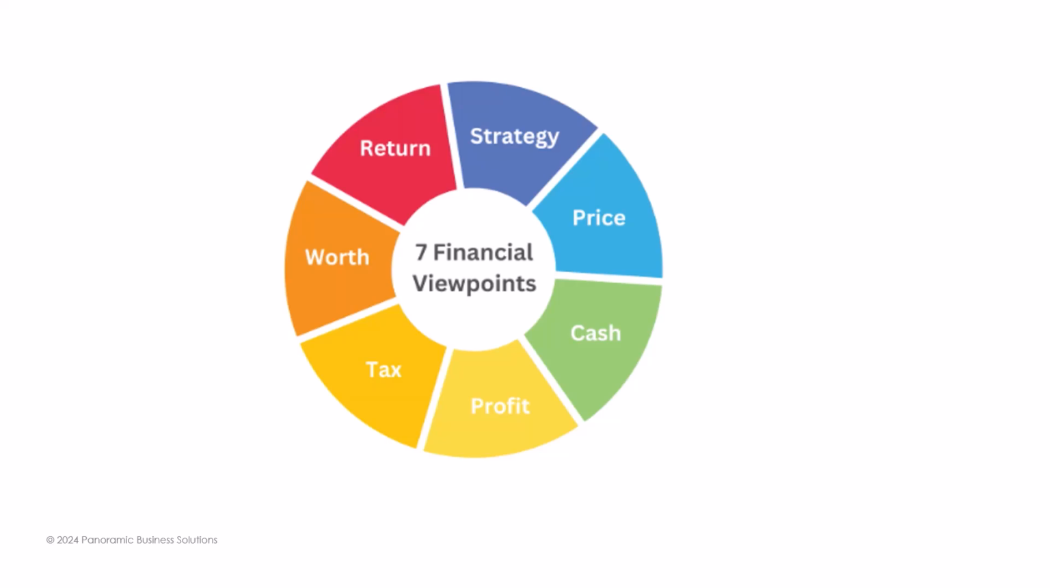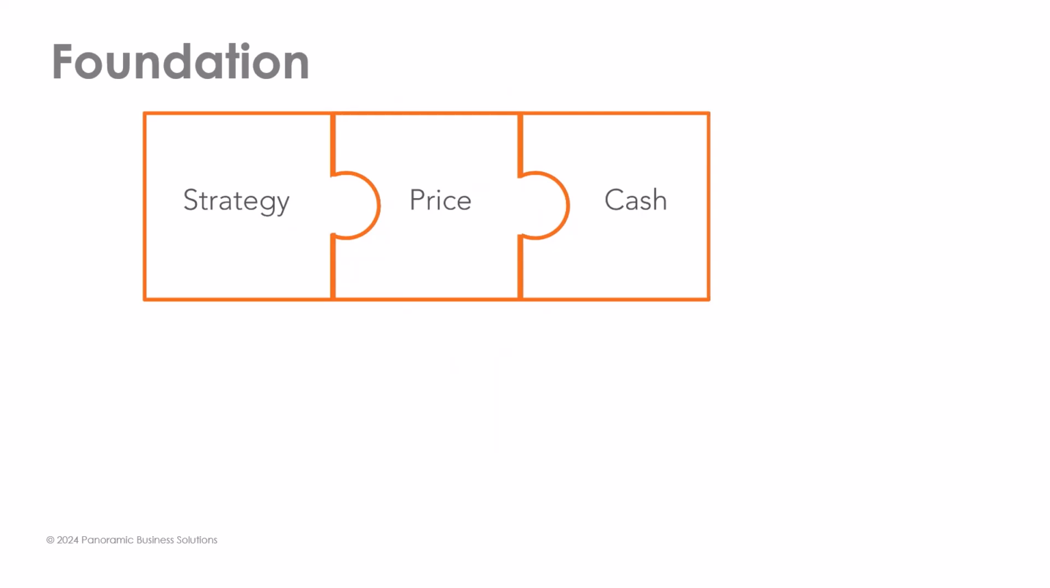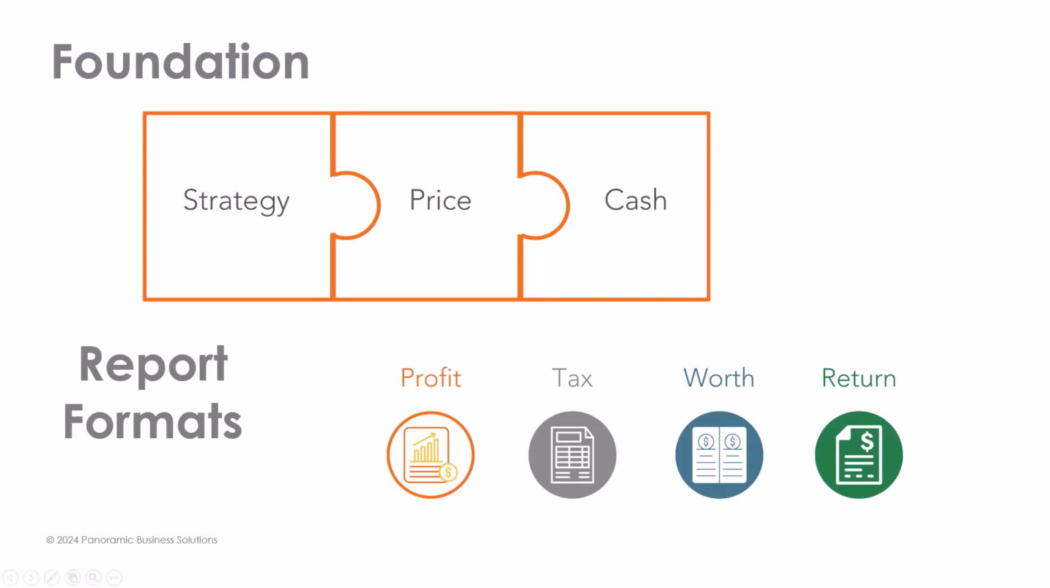When you think about the 7 financial viewpoints, consider the first 3 as foundational pieces of your business. The financial strategy determines your prices, and your prices drive cash flow. The remaining 4 financial viewpoints are simply reporting formats of how cash flows through the business. So the costs that qualify as an expense show up on your profit and loss statement to calculate net income, and the costs that qualify as a tax deduction show up on your tax return to calculate taxable income.